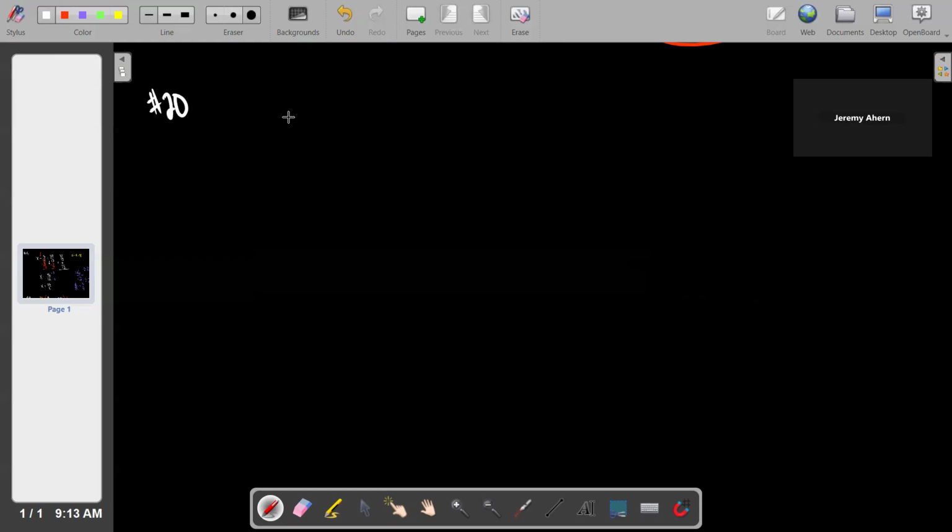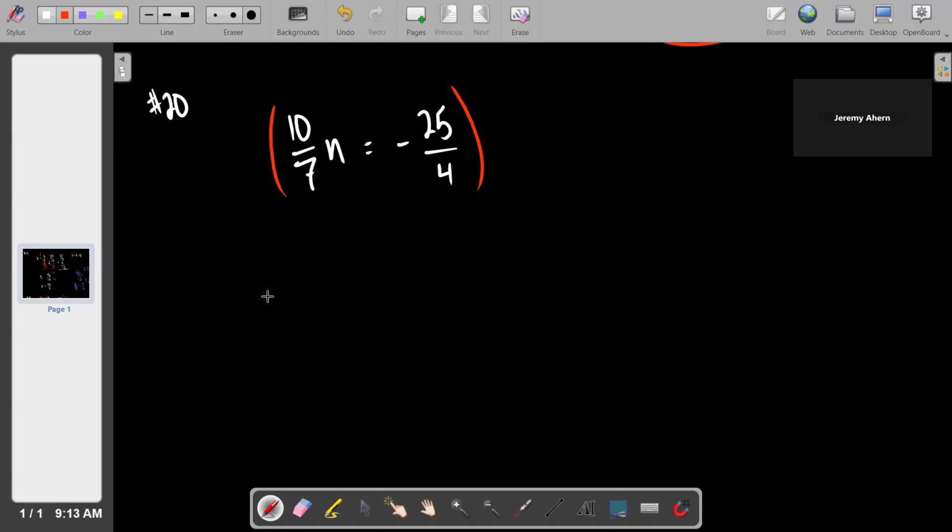Number 20 says that 10/7 of some unknown value n is equivalent to -6 1/4. I am not going to divide as per my explanation just now. I'm going to cut that middleman right out, and I'm going to do the multiplication by the flippy flip. So I'm going to take 10/7. I'm going to flip it to 7/10, and I'm going to apply that on both sides like this.